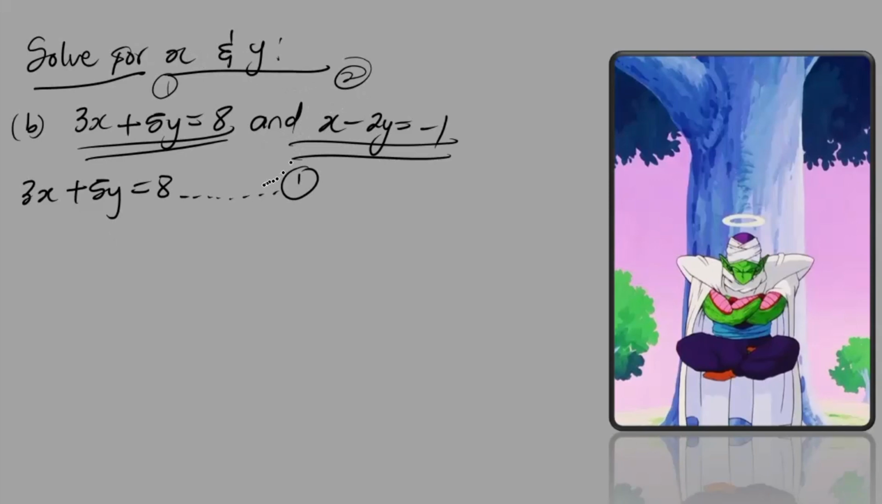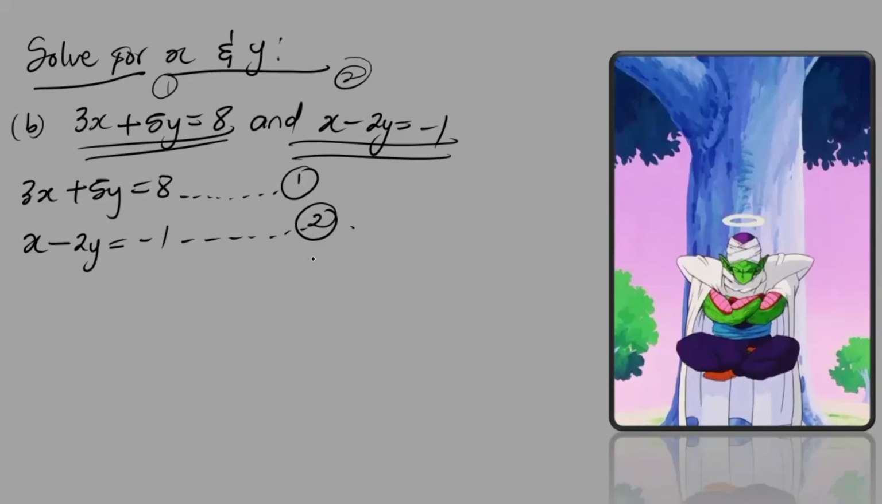Then we move on to the next part, where we write the second equation, which is x minus 2y equals negative 1. That is equation 2. Now someone would ask, will it be okay if I take the first one and make it equation 2 and the second one equation 1? Yes, you can label your equations any way you like. So that's how it is.